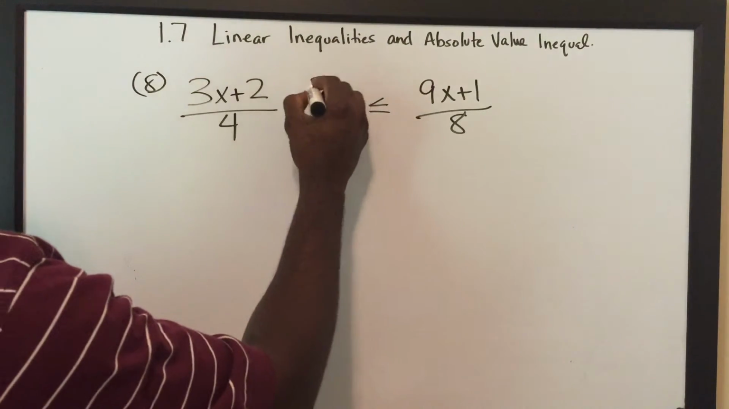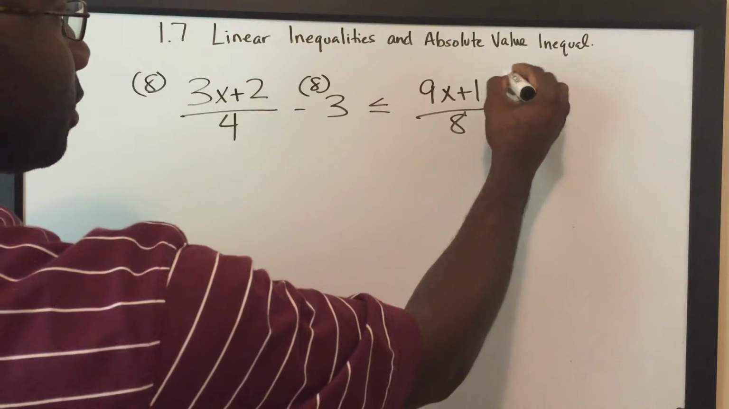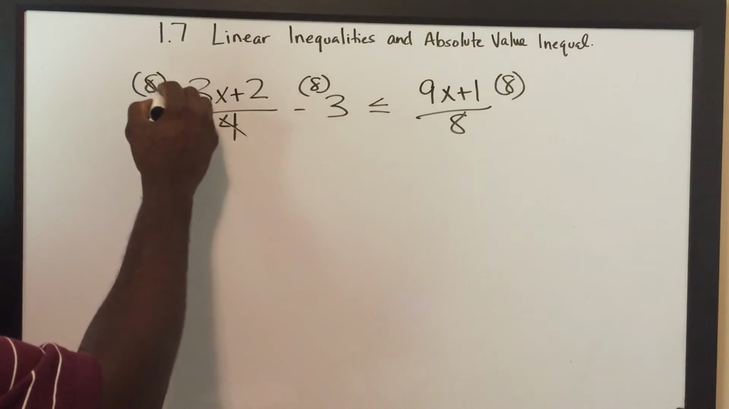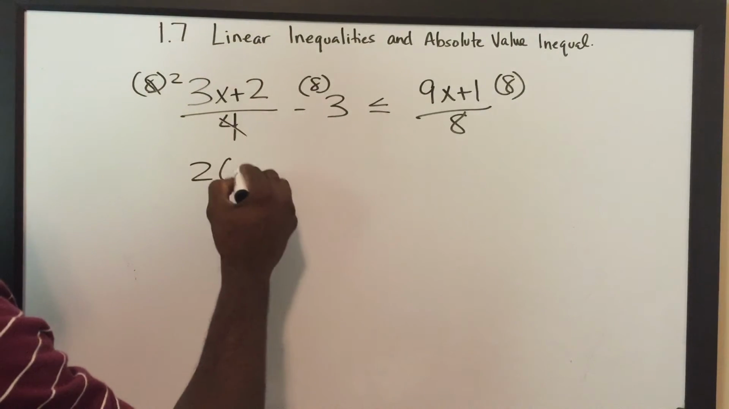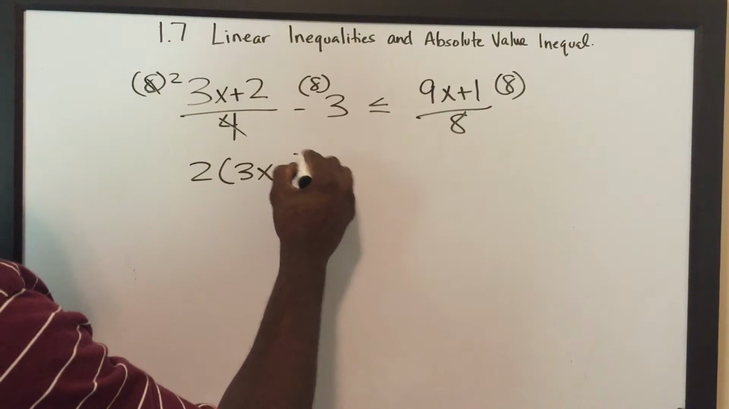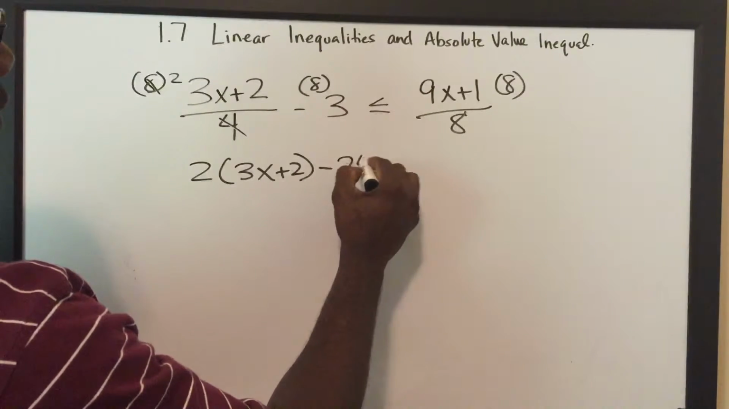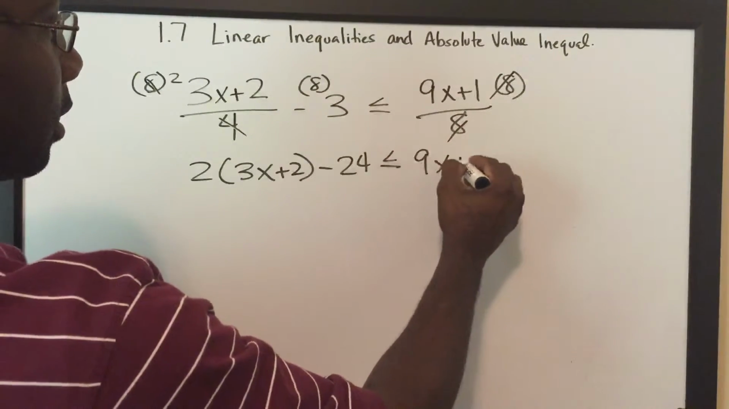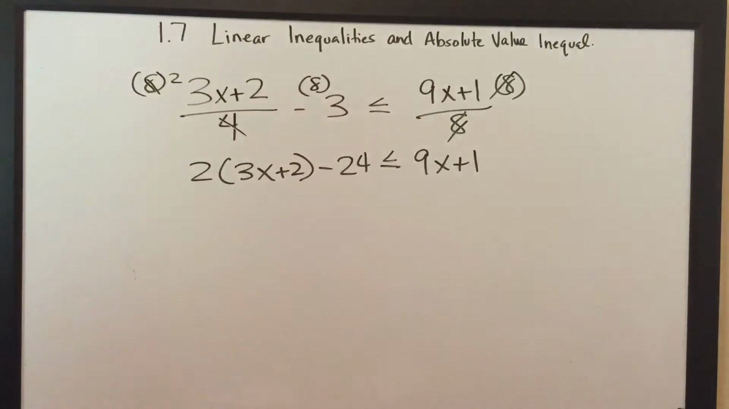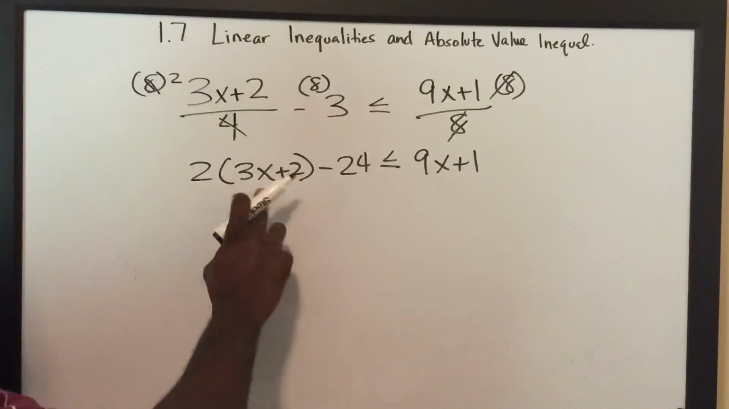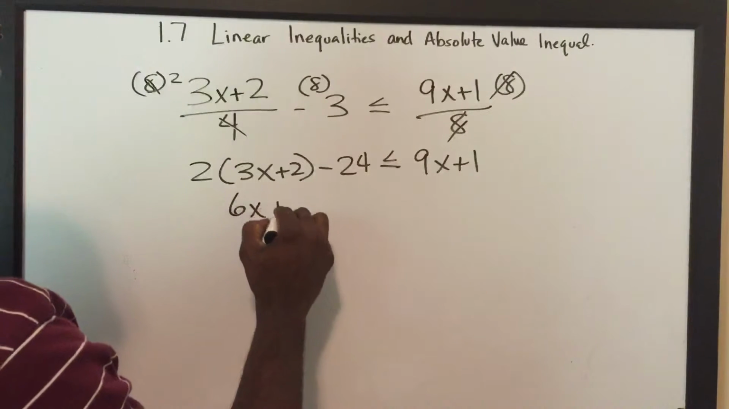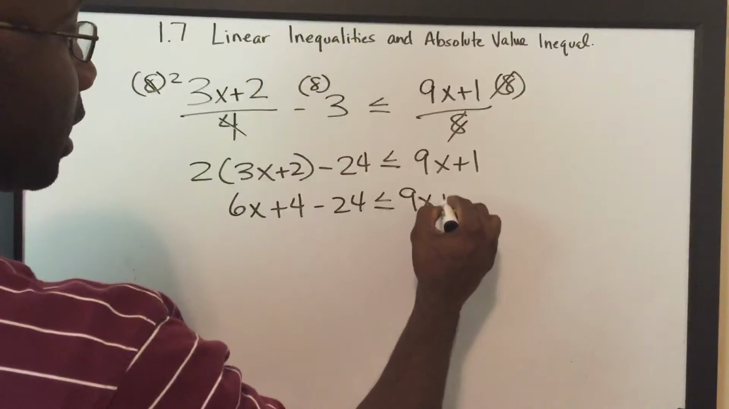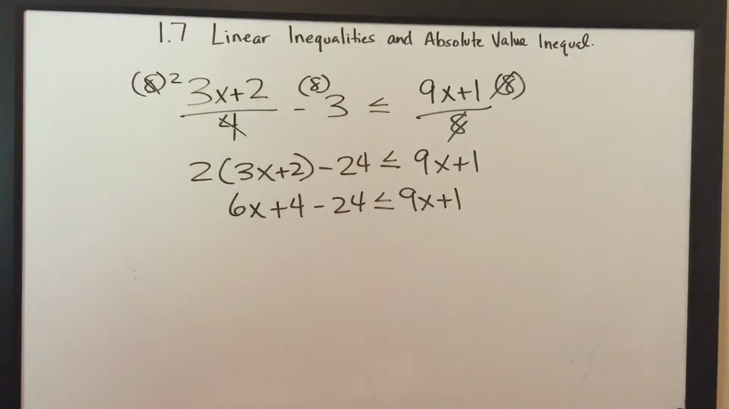So we multiply everything by the number 8. We multiply this by 8. This is going to cancel out, and it's going to be 2. So this is 2 times 3x plus 2. 8 times 3 is 24. Less than or equal to, this 8 is going to cancel out, 9x plus 1. So now, let's distribute this 2 throughout here. This is 6x plus 4 minus 24 less than or equal to 9x plus 1.